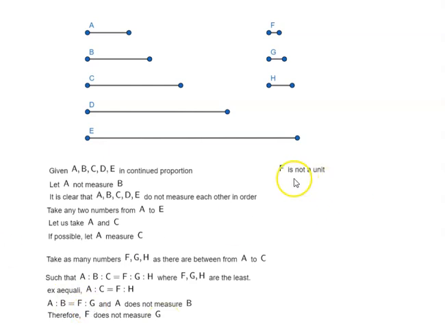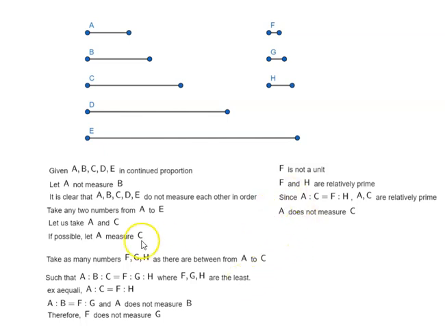proportion, and which means F is not a unit. Why? Because a unit will measure any number. Since F does not measure G, F is not a unit. That means F and H are relatively prime. Since A is to C is equal to F is to H, and F and H are relatively prime, that means A and C are relatively prime. And since A and C are relatively prime, that means A does not measure C.